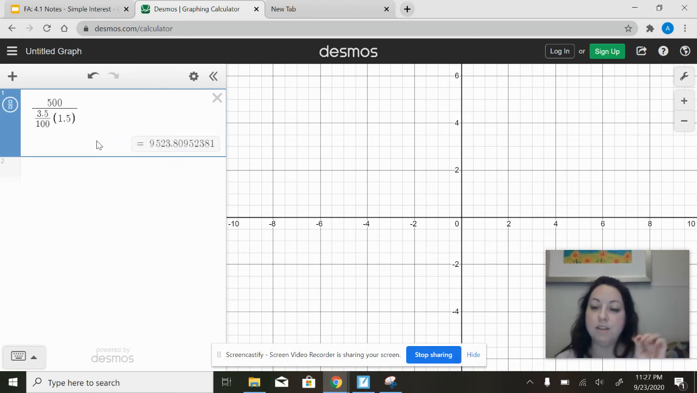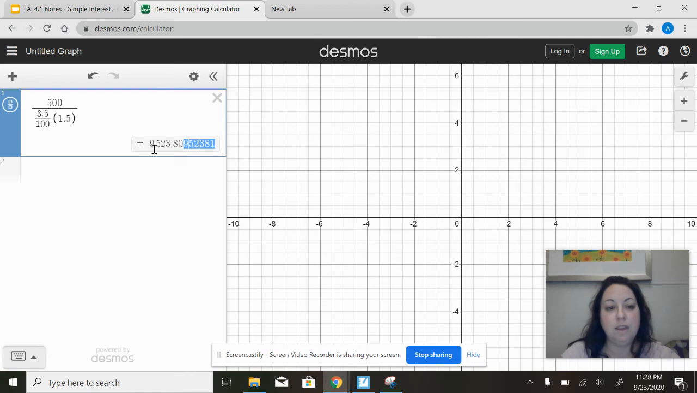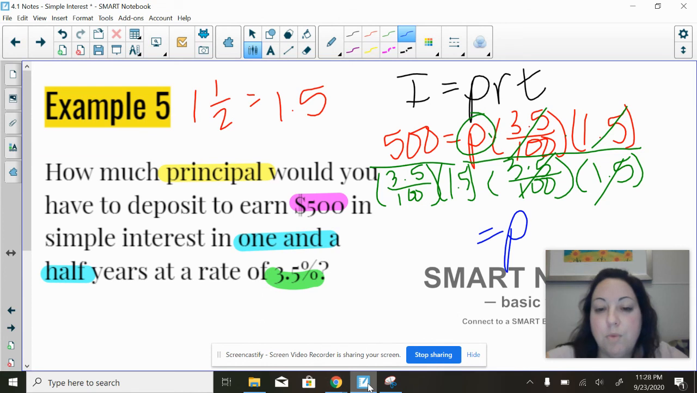So this time to solve it, I'm going to take the interest that I earned and I'm going to divide it by the rate and the time that was given. Now I am going to round this one because it's a little bit ugly. I'm going to round to 2 decimal places. So definitely going to be 9523, and then 0.80 needs to round up because that third number is a 9, so that needs to round up to 81 cents. 9523.81.